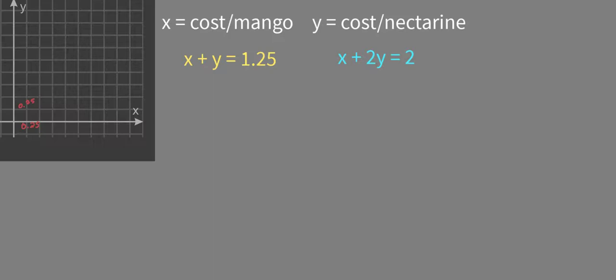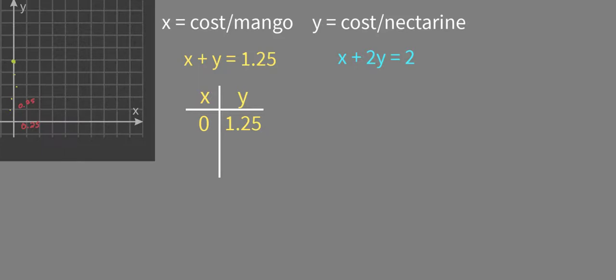So 1 times the cost of a mango plus 1 times the cost of a nectarine equals $1.25. So x plus y equals 1.25. We'll go ahead and plot a few points. When x equals 0, y equals 1.25. And on the scale that I put over here, each tick mark is 0.25. So 1.25 would be 5 tick marks up. So 1, 2, 3, 4, 5.